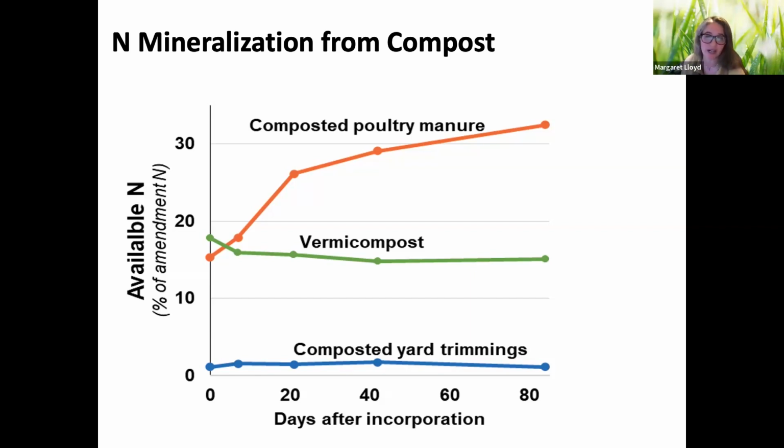Vermicompost, which is a mixture of some plant material and manure-based inputs, composted cow manure, showed intermediate release. It had some amount to begin with. You can see that initial green dot at time 0 is about 18% of it was available initially. And it kind of hovered around 15 thereafter. So about 15% of the total nitrogen in vermicompost was released in those first 90 days.